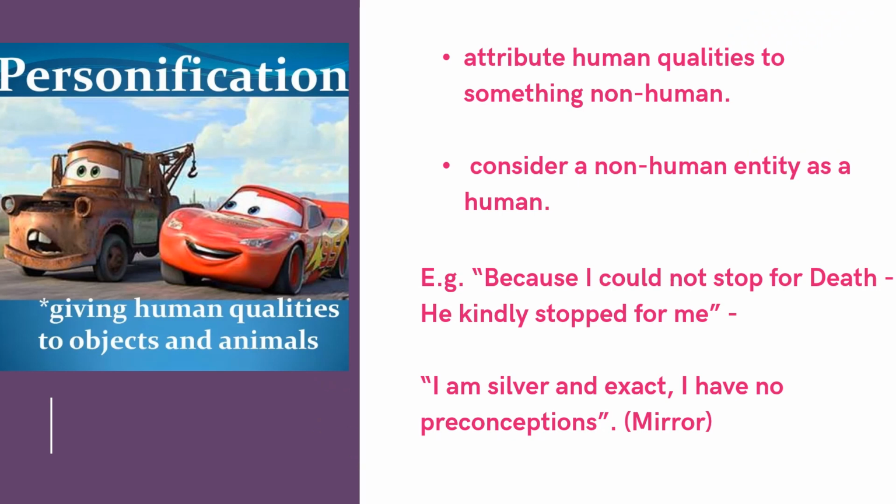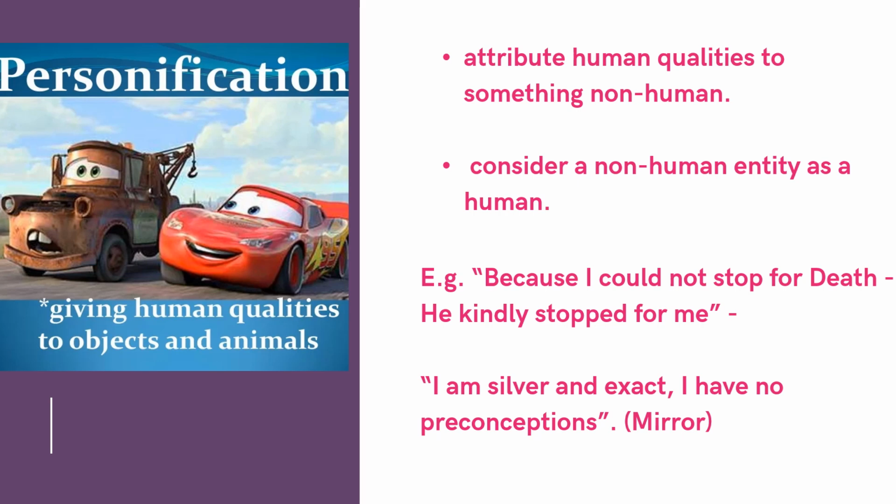The next figure of speech is personification. The name itself suggests that something personal is attributed to someone else or something else. That is, human qualities are attributed to non-human things. I have given a picture there for personification, and you can see two cars with eyes and mouths, and they are speaking, right? So what is happening here? The vehicles, or non-animate, non-human things, are being portrayed as humans.